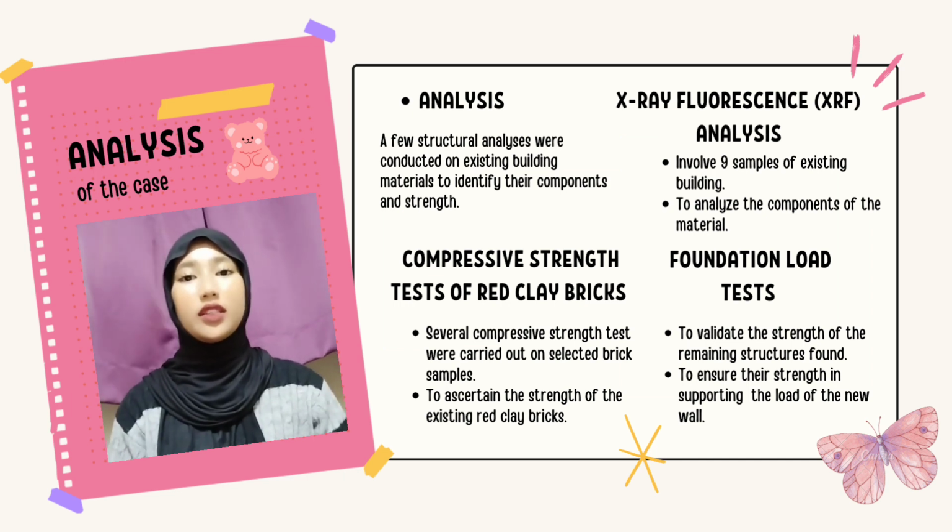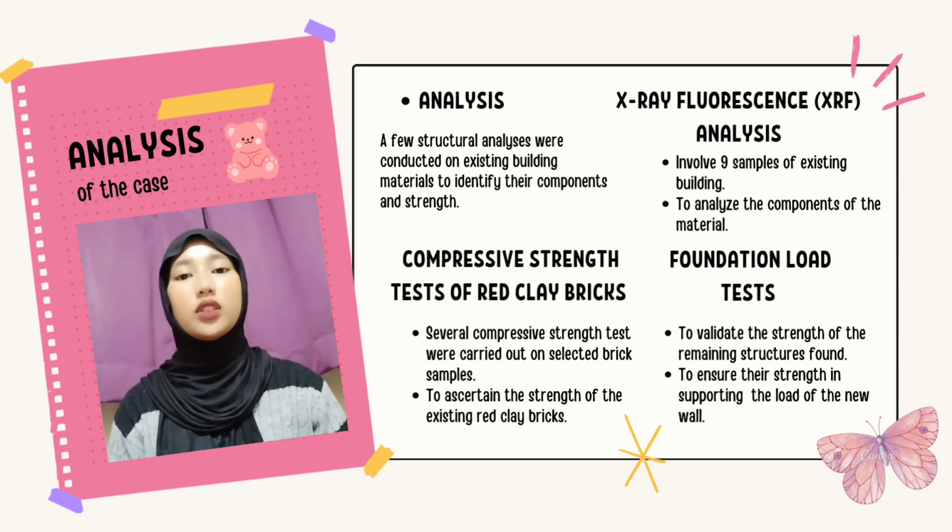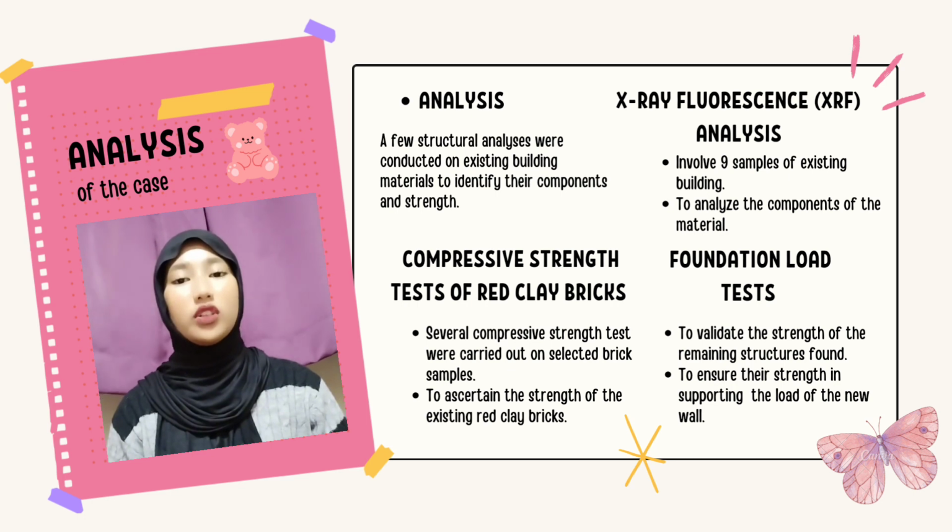Our analysis for this case study is based on the structural defects identified on Fort Cornwallis. A few structural analyses were conducted on existing building material and structure in order to identify the component and strength respectively. The structural analyses involved were X-ray fluorescence analysis, compressive strength test, and foundation load test. Results gained from the structural analysis of existing building material and structure were formulated to rectify such structural defects.